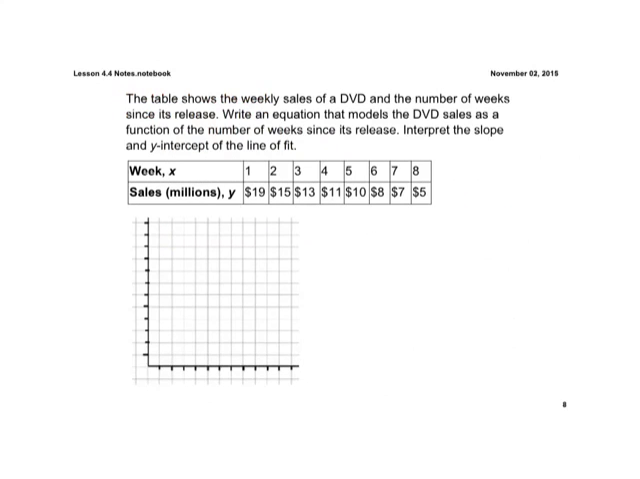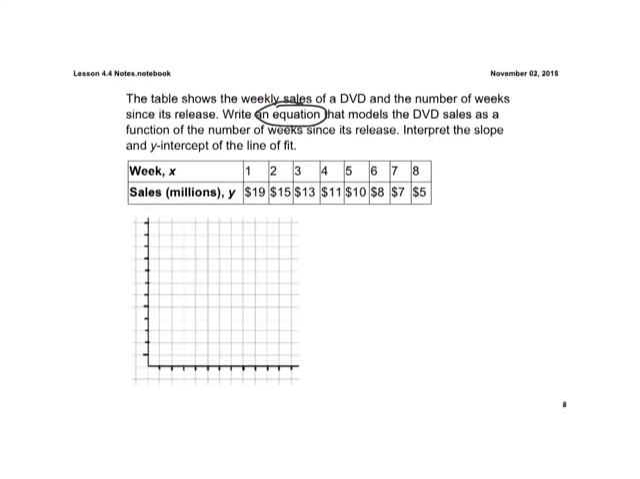Okay, so we're going to do one here. Again, we need to make all of these into ordered pairs. We have weeks and we have sales. This shows the weekly sales of a DVD and the number of weeks since its release. We need an equation. We need to write an equation in the end. That's our goal, that models DVD sales as a function of the number of weeks since its release.